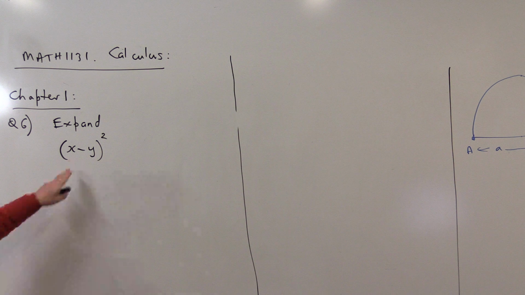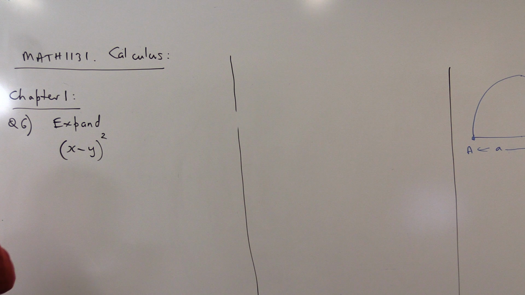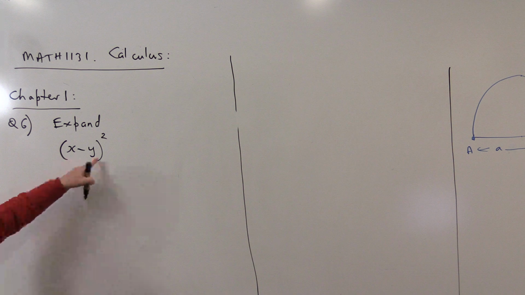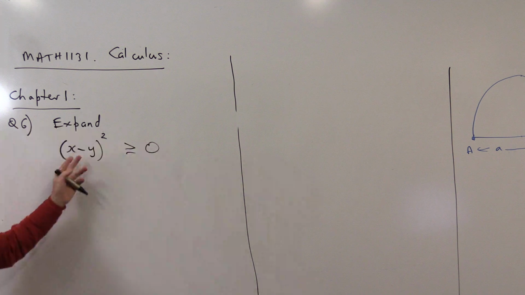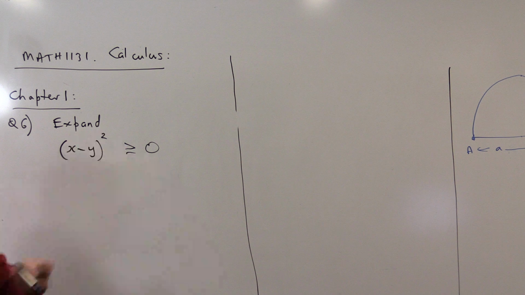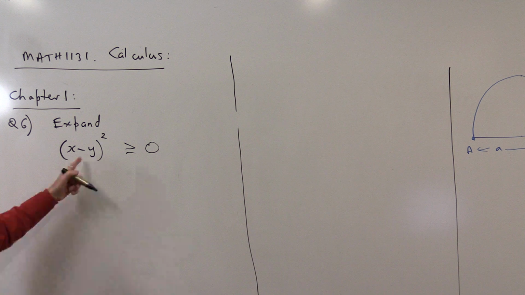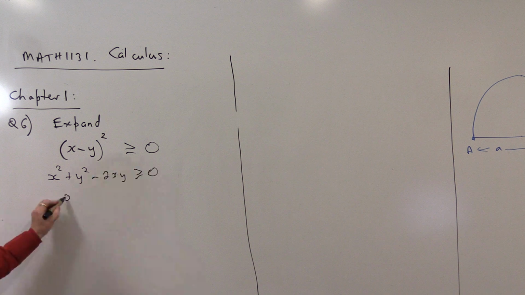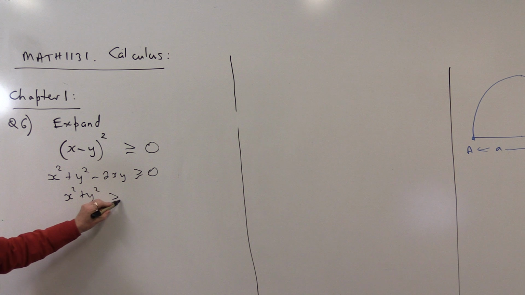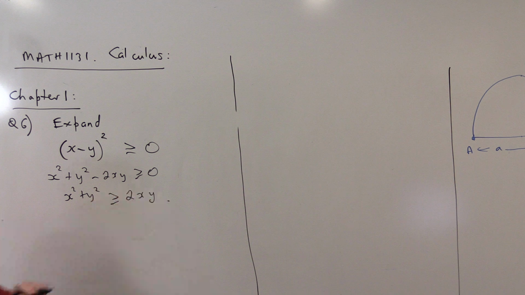We're going to take this x minus y all squared, and we're just going to expand it. And we're going to observe that x minus y all squared, whatever it is, is going to be non-negative, because whenever you square a real number, you get a positive or zero number. So that is a true statement. Now when I expand it, I get x squared plus y squared minus 2xy bigger or equal to 0, and that gives me that x squared plus y squared is bigger or equal to 2xy.